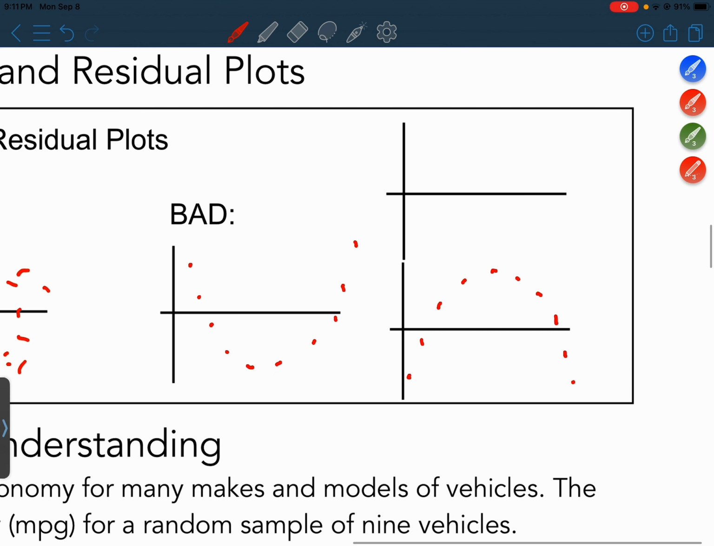Another thing to look out for is a residual plot where the variability gets wider, so it widens out as you go left to right. That's not a good one either.